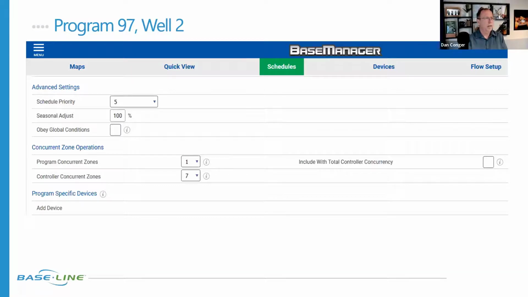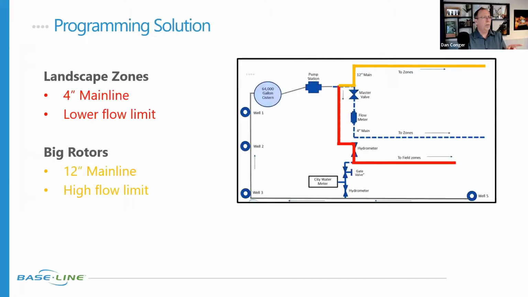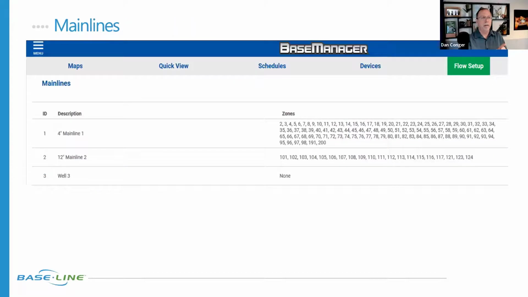Okay. So I think that gets us through the programming portion of it. Now we need to look at the main lines, right? So they have the two different main lines, right? We've got a 4-inch main line for the landscape zones with the lower limit, and then the big rotors are on the 12-inch. So for that, we go to the flow setup tab, and then specifically main lines. The first thing we notice is that there's already two main lines set up, and we can see there's a whole lot of zones on mainline 1, that 4-inch main line, and then fewer zones on the 12-inch.